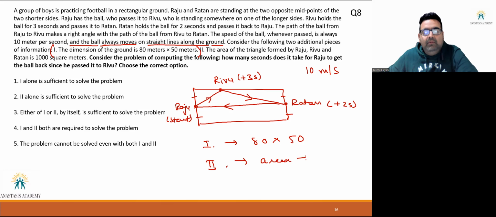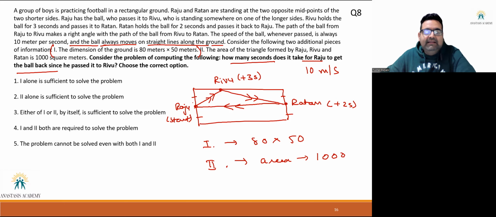Now in DS, how we do DS is we first check whether the problem is solvable by the first statement alone, or the second alone, or I need both the statements, or I cannot solve the problem. These are the standard 5 options which we get in DS. But what we need to find is how many seconds Raju takes to get the ball back. So basically they're talking about the time taken for these three pieces of journey, right? I know the speed of the ball. So if I know these distances, I can calculate the time, add the hold times to it, 3 seconds and 2 seconds, and get the final answer.